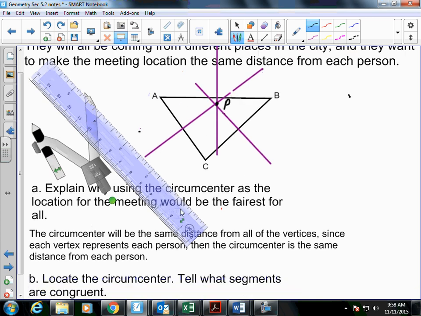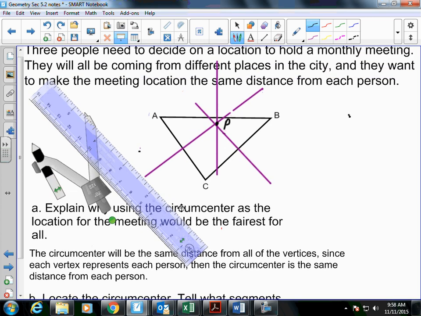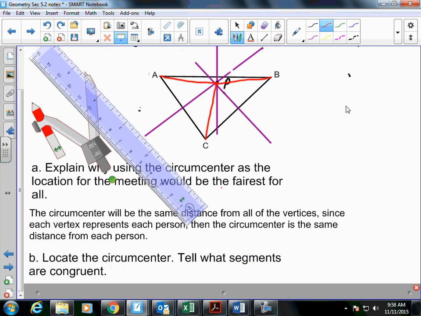And the question continues on to say, what segments are going to be congruent? Well, if I went ahead and drew in a segment from each of the vertices to point P, then each one of these segments should be the same length. And so the segments that are going to be congruent would be AP, congruent to CP, congruent to BP.